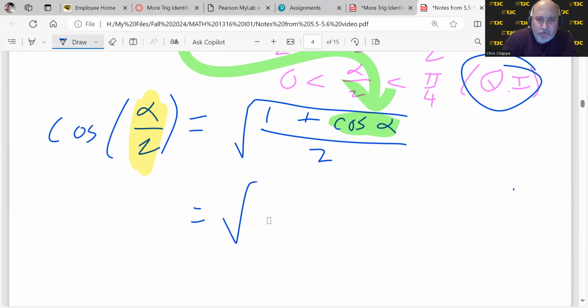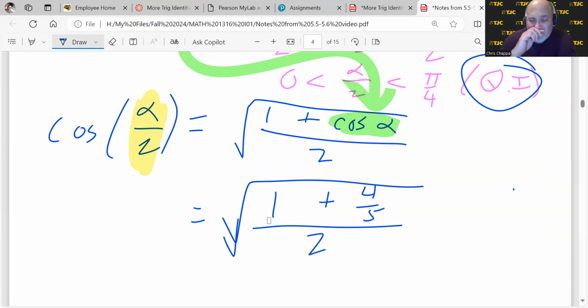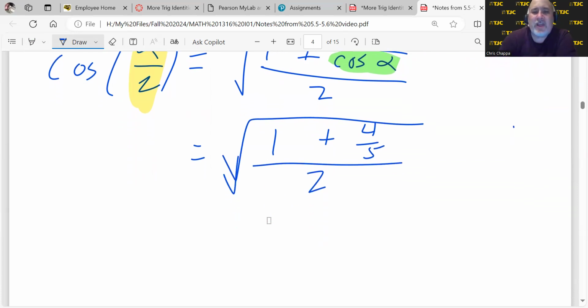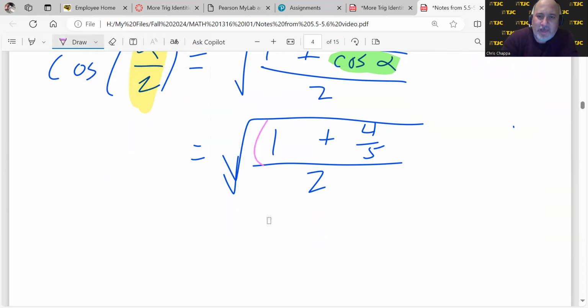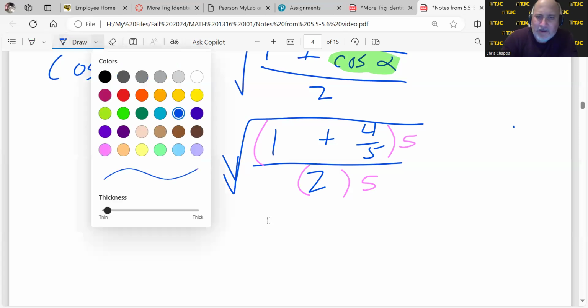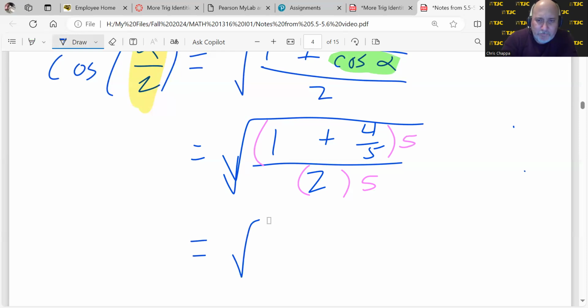All right, equals the square root of (1 plus 4/5) over 2. Now that square root is over everything. At this point, we could either add the 1 plus the 4/5 on the top, or we could try to get rid of the fraction inside the big fraction. I choose the latter. I'm going to multiply both sides of this by 5. My life, your life, everybody's life is better if fractions don't have more fractions inside of them.